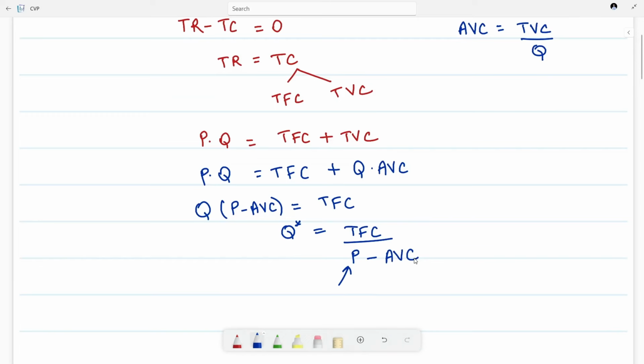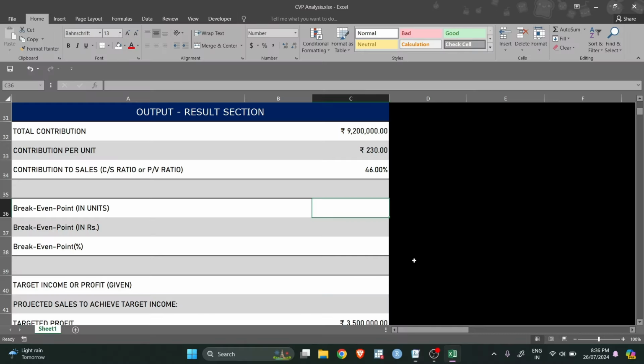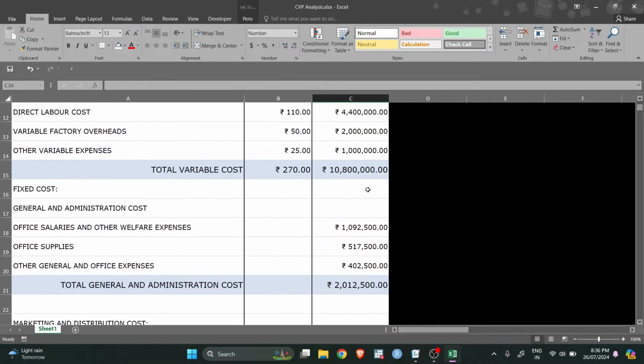So let's come back to the Excel sheet. Let me rename first. I forgot to rename it. This is per unit variable cost.